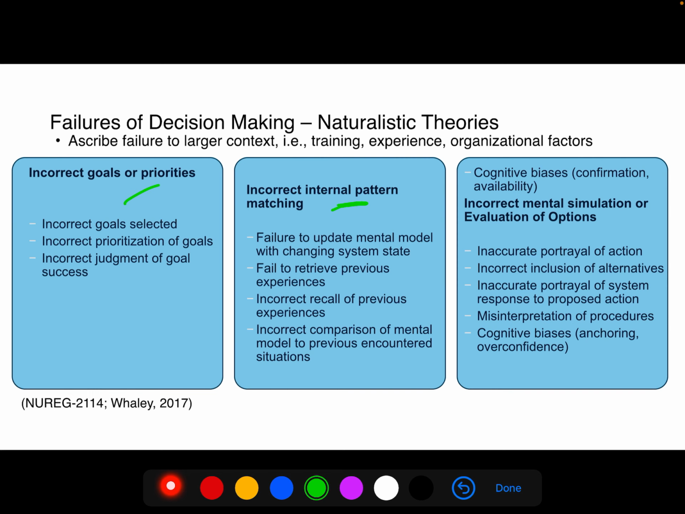You also can compare these against like slips and mistakes if you want. And then cognitive biases, so confirmation, availability, framing, whatever. So then we get to an incorrect mental simulation or evaluation of options. So we have an inaccurate portrayal of the action, or the alternatives are included incorrectly. And so these are all kind of how they frame human error.